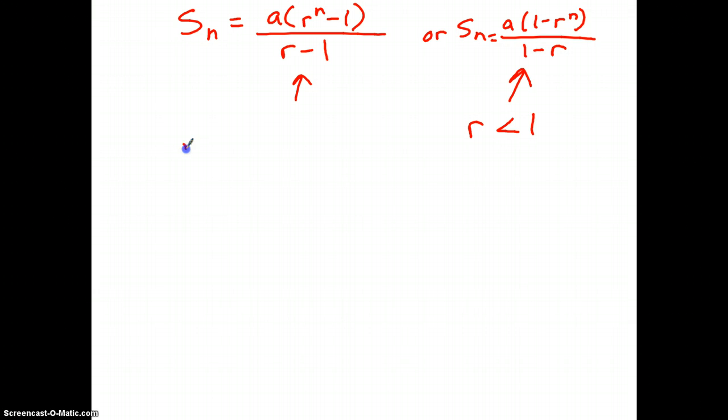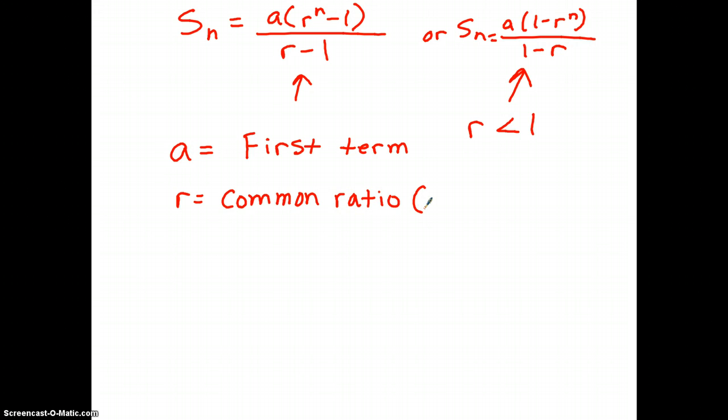Okay, so what do these mean? Well, a is the first term in the sequence. So in our chess problem, this would be 1 because you start with 1 grain of corn. r is the common ratio, or what you multiply by. You can write that down if you want. It's what you multiply every time. So in our chess problem, a would be 1 and r would be 2. We start with 1, we multiply by 2 every time.